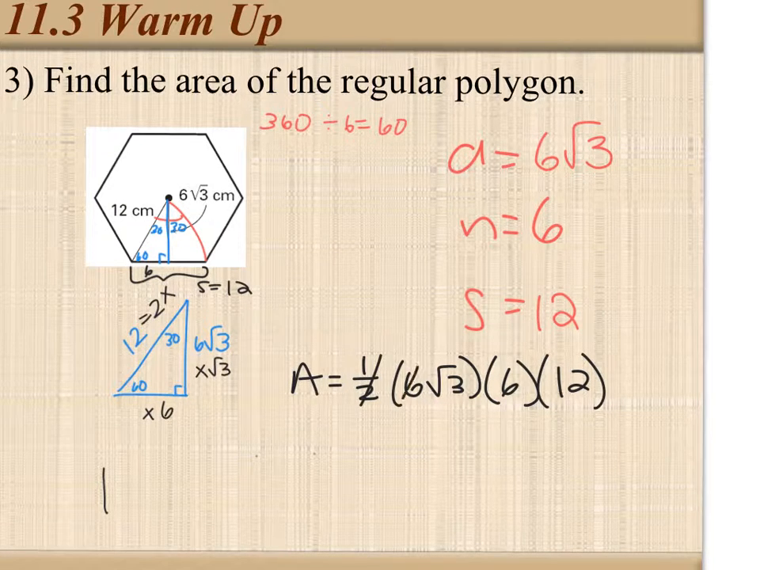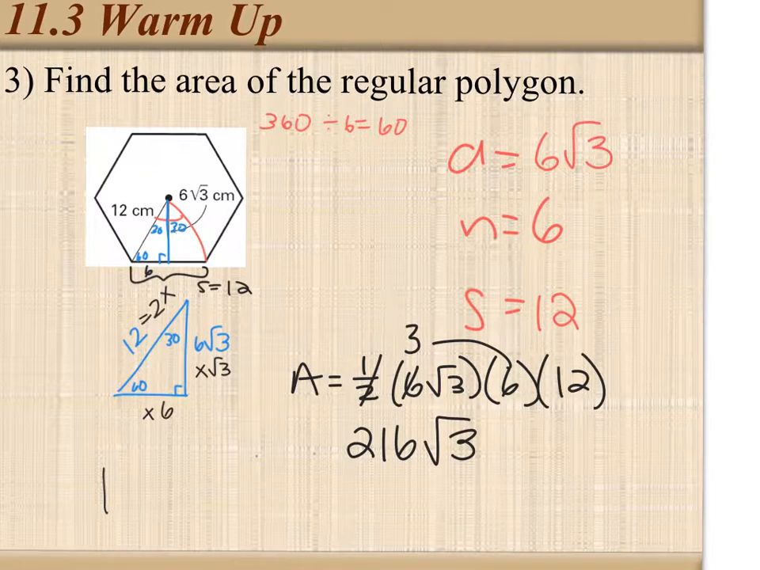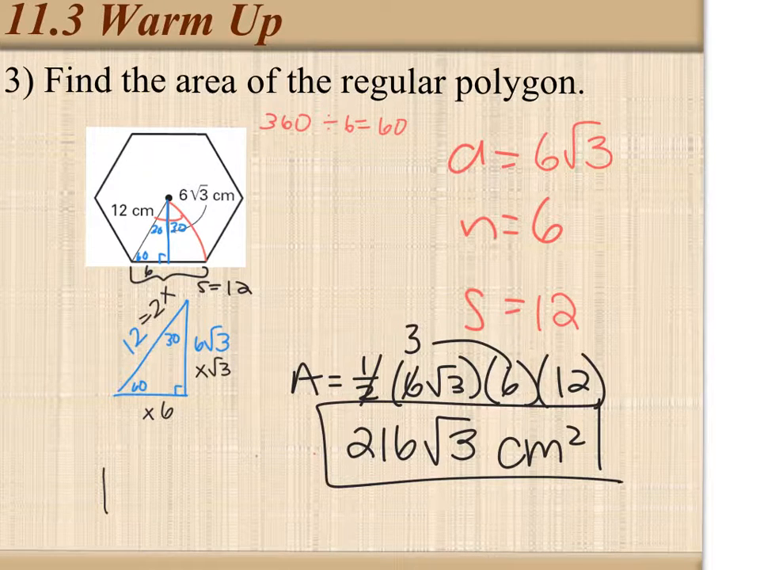So I can do half of 6, which is 3, 3 times 6, which is 18, and 18 times 12, which is 216. And then the root 3 goes to the end. Units here is centimeters squared. So when we say exact answers, that's what it means. Don't use root 3 in your calculator. Don't round that to a decimal.